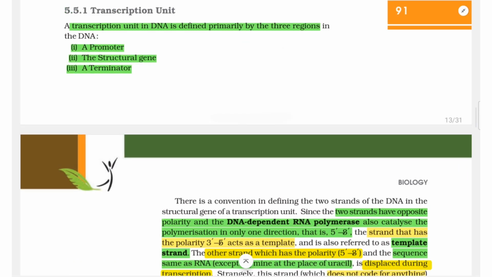5.5.1 Transcription Unit. A transcription unit in DNA is defined primarily by three regions in the DNA. Number 1, a promoter. Number 2, the structural gene. Number 3, a terminator.